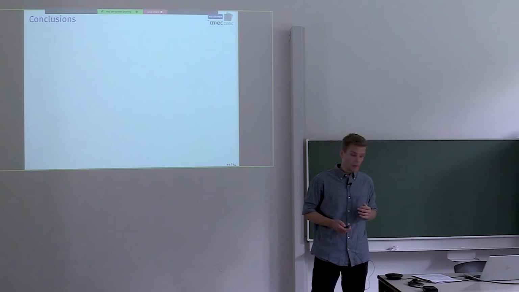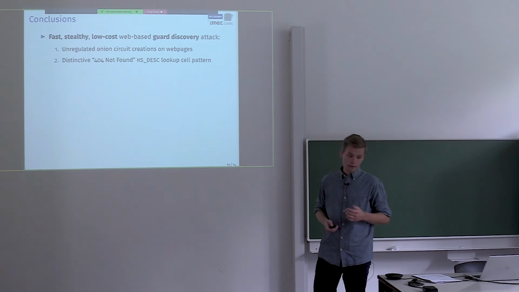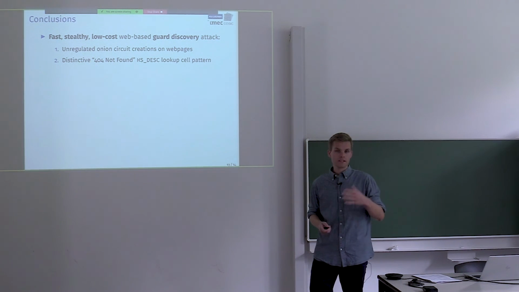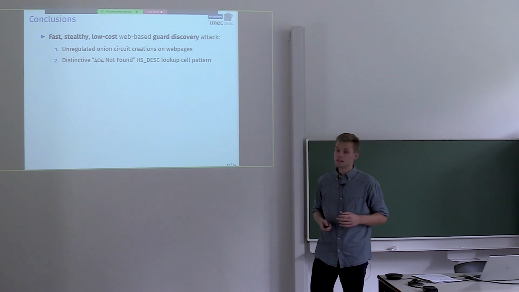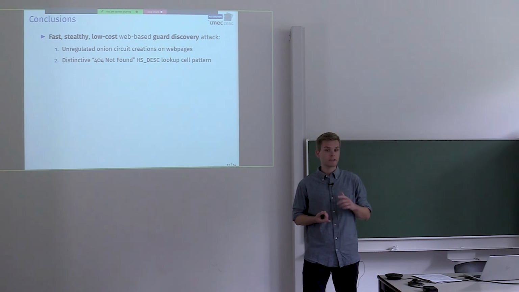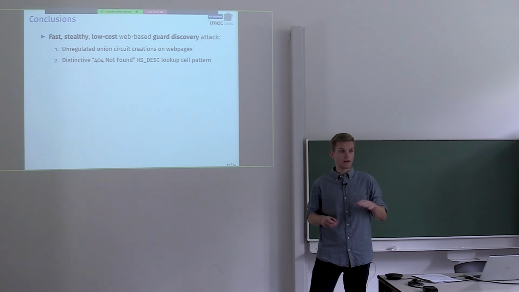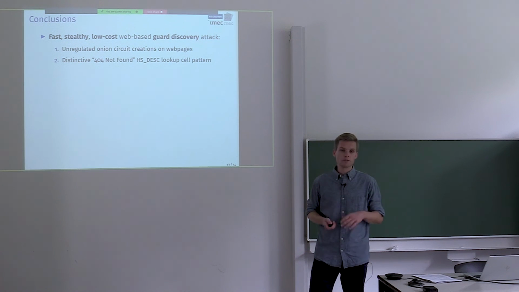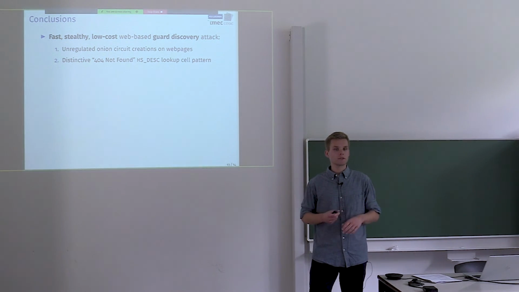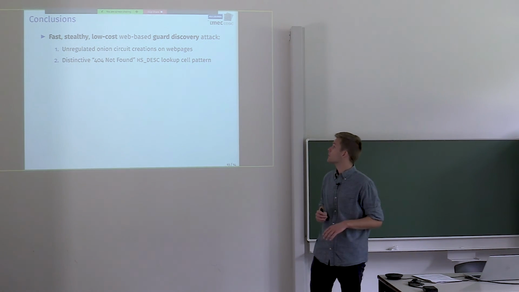So let me conclude. In our paper, we have presented a new fast, stealthy, and low-cost web-based guard discovery attack. Fast, as I've shown in the simulations. Stealthy because it does not rely on running exposed positions such as guards or exits or any of these things, just regular relays and HS directories. And low cost because you need only a low number in the thousands of euros per month to run this attack, just from the Tor infrastructure side.